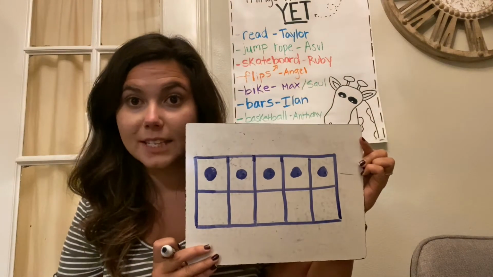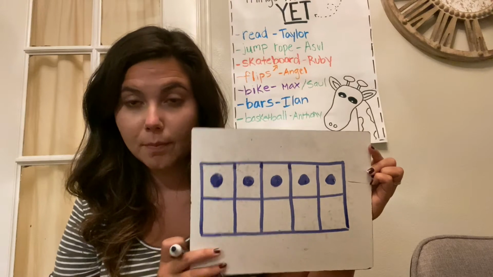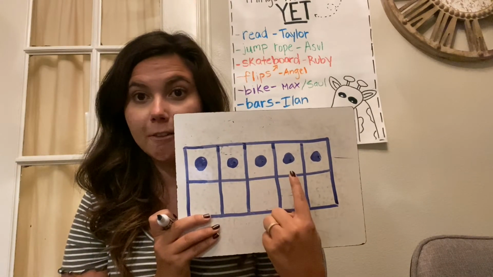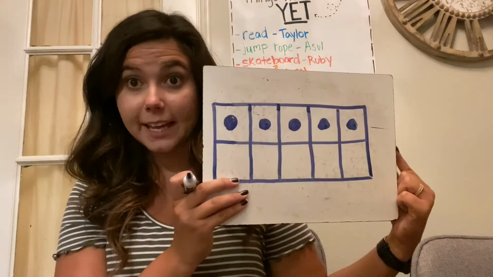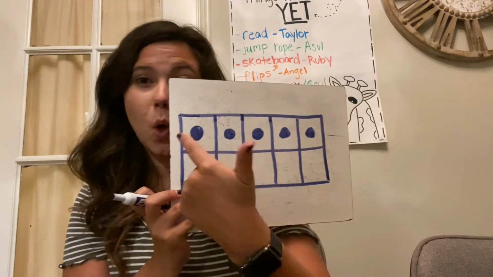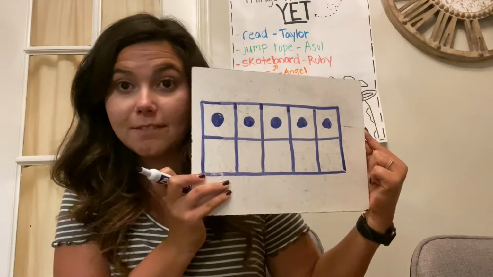How many counters is that? Did you count them? 1, 2, 3, 4, 5. Hey, 5 counters in my 10 frame. Whenever the whole top row is filled, it's 5. That's half of the 10 frame.